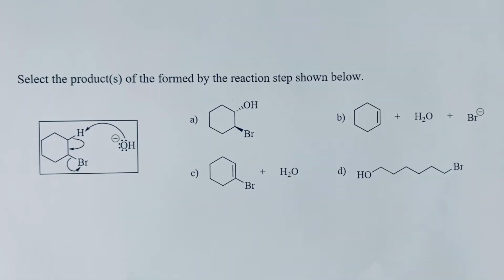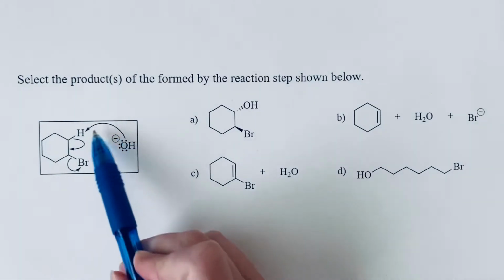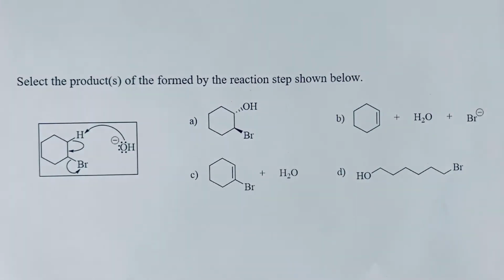Select the product or products formed by the reaction steps shown below. So what we have here is a reaction mechanism. These curved arrows are always indicating the flow of electrons.